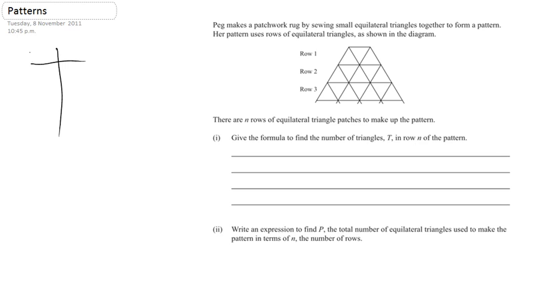So I'm going to put that as row and that as number of triangles, and just by looking at the picture, I'm able to work out that row 1 has got 3 triangles in it, row 2 has got 5 triangles in it, and row 3 has got 7 triangles in it.